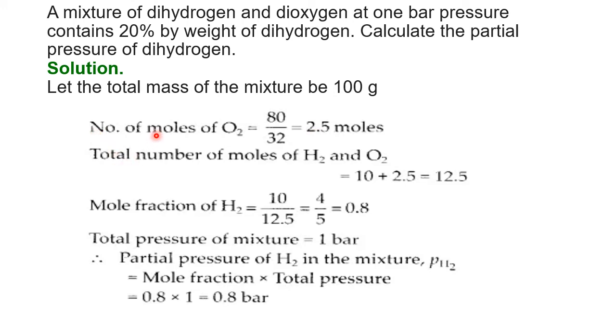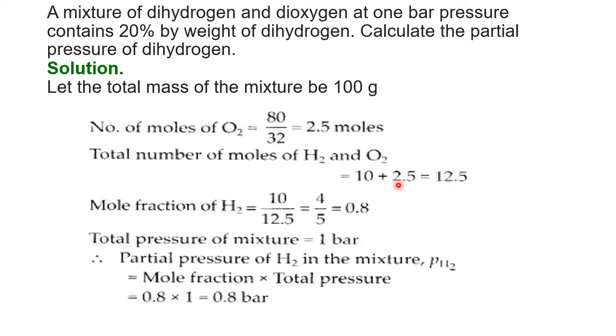Right. Now, what is the number of moles of hydrogen? It is 20 by the molar mass of hydrogen, 2. So 20 by 2 equal to 10. So the number of moles of O2 equal to 2.5 moles. The number of moles of H2 equal to 10 moles. So now the total number of moles equal to 10 plus 2.5, which is equal to 12.5. So this is the total number of moles of hydrogen and oxygen.